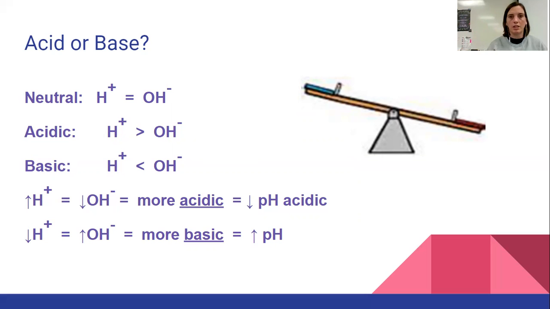Again, because the pH is telling you basically how many zeros are at the end. All right. So the fewer zeros, the more acidic. The more zeros, the more acidic. Nope, sorry, the more basic. I said that wrong.